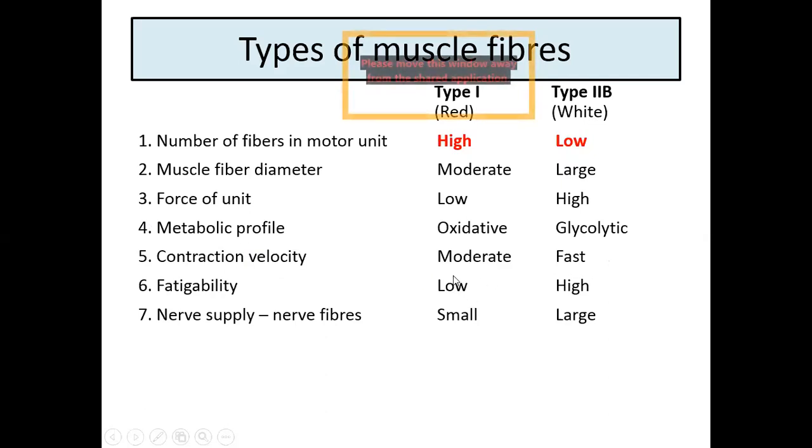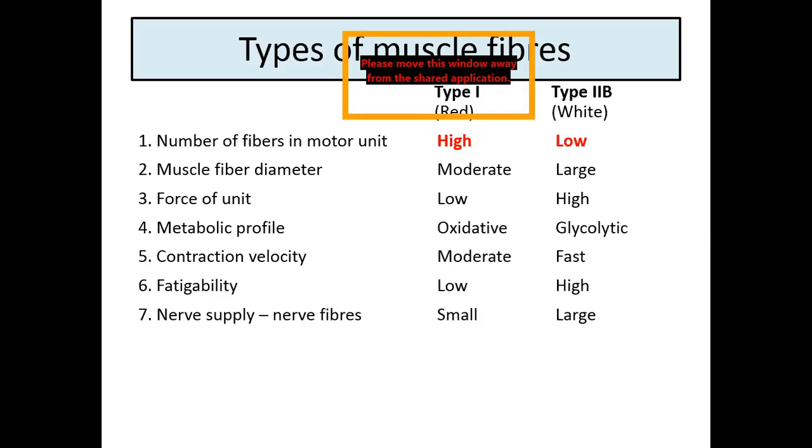Why do you think fatigability is low? Because less number of energy. Yes. What is the metabolic profile of type 1? Oxidative phosphorylation. So is the amount of ATP generated more or less? More when you compare it with the glycolytic pathway. So it shows low fatigability. The nerve fibers are small in type 1 and larger in type 2B fibers. This is just to memorize the differentiating factors between type 1 and type 2B fibers.